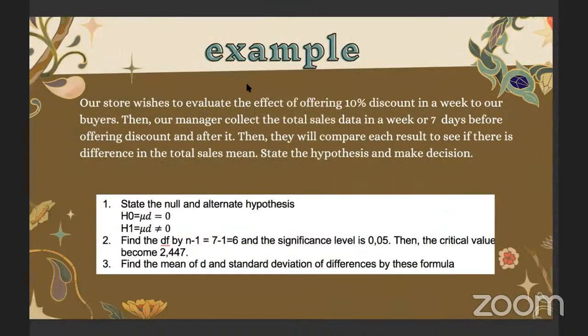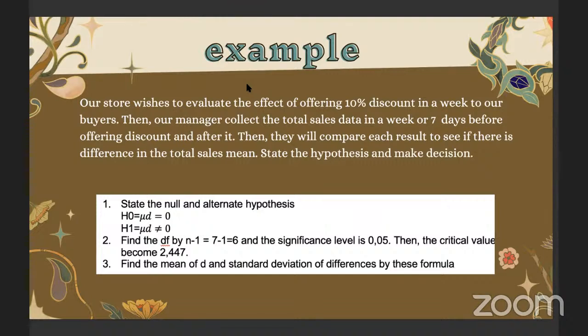Example, our store wishes to evaluate the effect of offering a 10% discount in a week to our buyers. Then our manager collects the total sales data for 7 days before offering the discount and 7 days after offering the discount to the consumer. Then they will compare each result to see if there is a difference in the total sales mean, state the hypothesis and make a decision. First, the null and alternate hypotheses are equal and not equal to 0.